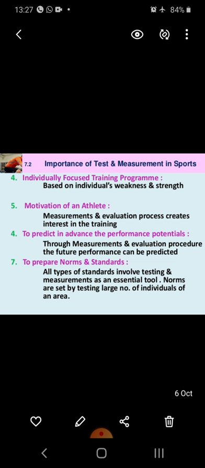Fine. If your peer group, if your classmate is running 15 kilometers, you think or perceive that why can't I also run, I will also try to run. So it will give a motivation also. Next is to predict in advance the performance potential.